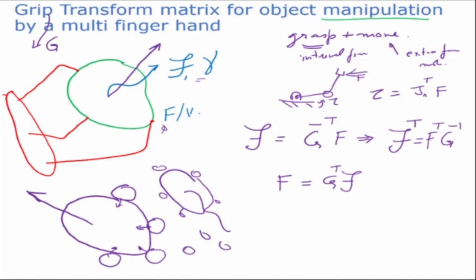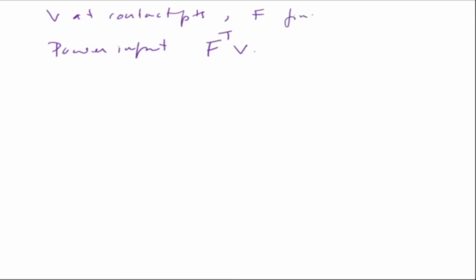Now, what I want to do is find the relationship in terms of velocities: what should be the fingertip velocity that should be applied in order to have a particular object velocity. Now, how do I do that? What we say is, V is the twist at each of the contact points, right? Okay. So the total power input to the system is equal to f transpose into V. f is the fingertip force, V is the contact point's velocity.